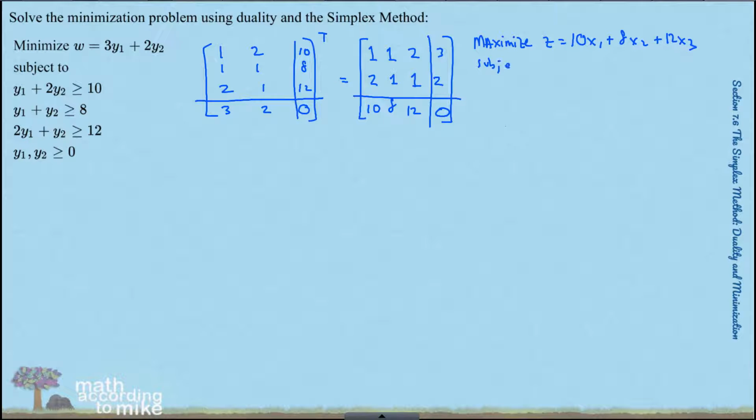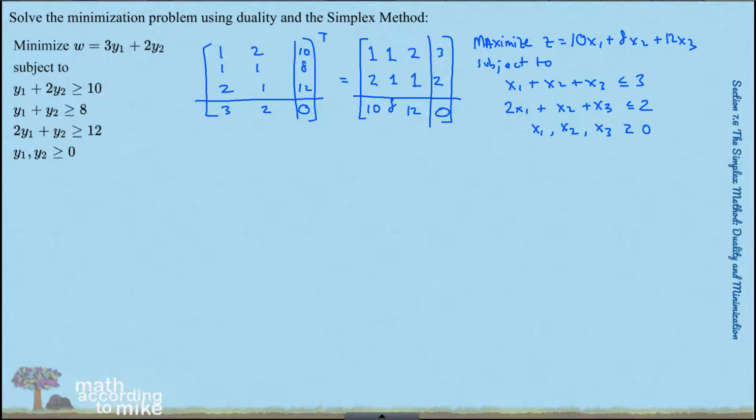Subject to, your first functional constraint comes from the first row, 1, 1, 2, 3. So x of 1 plus x of 2 plus x of 3 less than or equal to 3. Next one, 2, 1, 1, 2 becomes 2x of 1 plus x of 2 plus x of 3 less than or equal to 2. And then you have your non-negative constraints, always greater than or equal to 0.